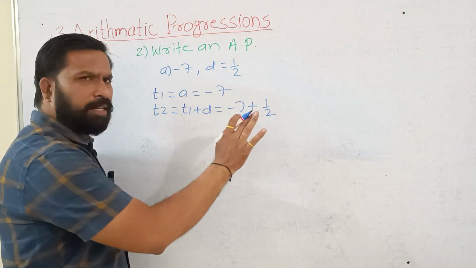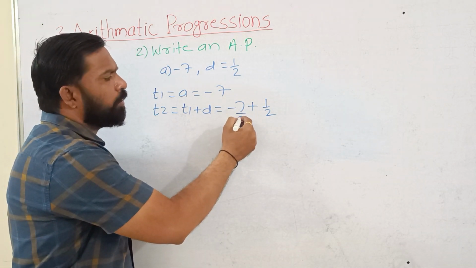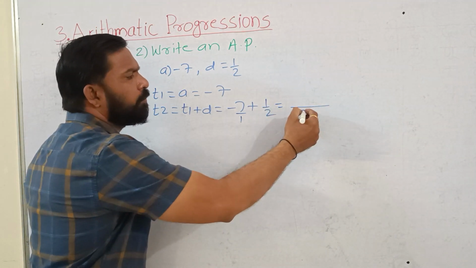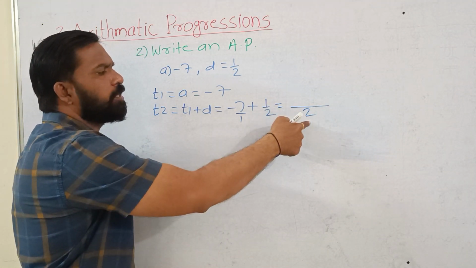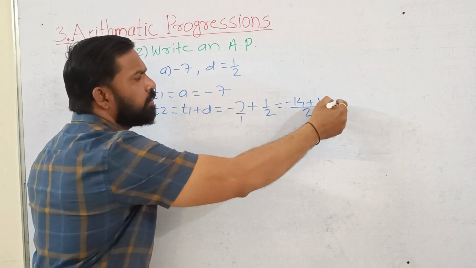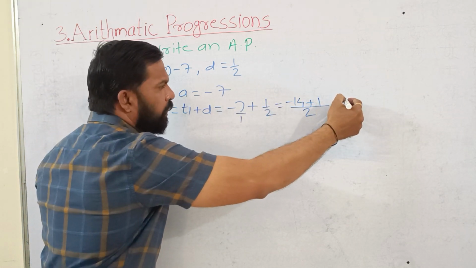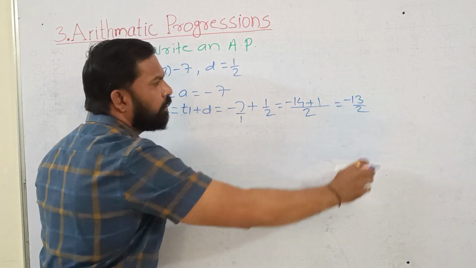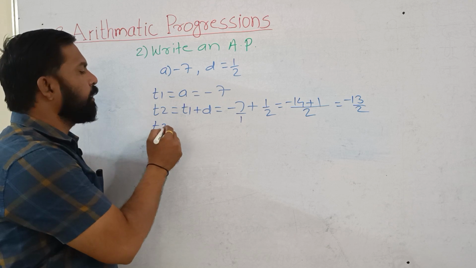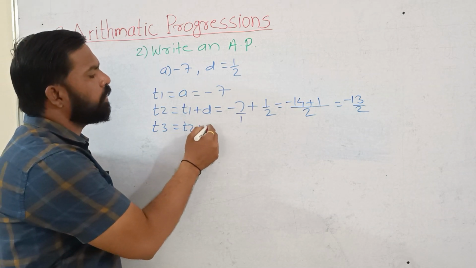Let it be. We will write it as 1 by 2. Denominator is 1. What is their LCM? 2. How many times is 1 increasing? 2 times. 7 becomes minus 14 plus 1 as it is. What is their subtraction? Minus 13 by 2. That's it. Okay. Next, T3 is equal to T2 plus D.